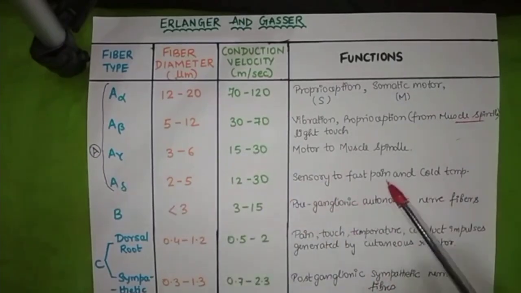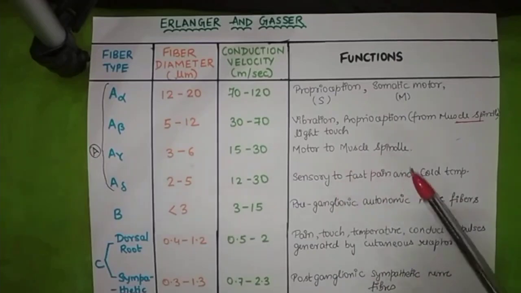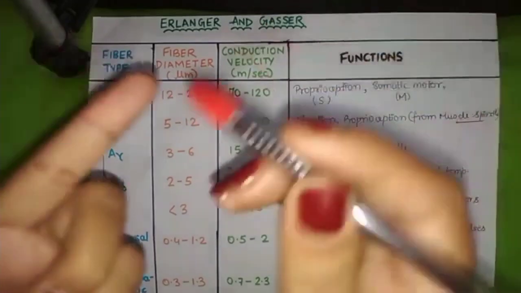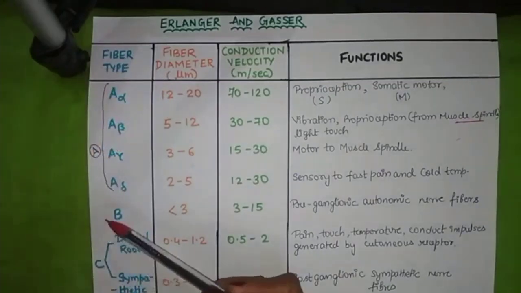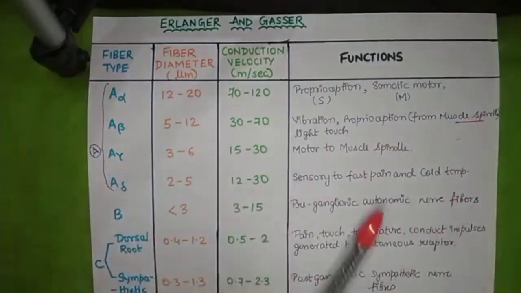It is sensory to fast pain and cold temperature. What is fast pain? For example, as we pinch ourselves with a pin, then we get a fast pain. This is fast pain. And what is slow pain? Like we have abdominal cramps, we have cramps in our legs, so that will come in slow pain.